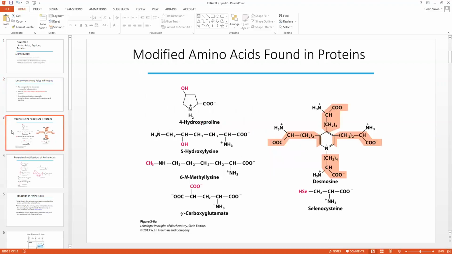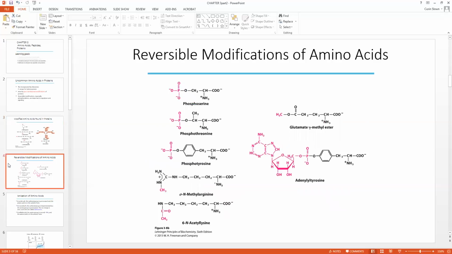So if we take a look at these modified amino acids, here are some examples. We've got hydroxyproline, 5-hydroxylysine, 6-N-methyllysine, and gamma-carboxyglutamate. And if we think about this gamma-carboxyglutamate, this is a molecule that has the ability to coordinate calcium, and it's also not uncommon to see other examples, say for example like our selenocysteine and then the desmosine. And these are all examples of perhaps less common amino acids, but still molecules that do significant work within living organisms. So how do these come about?